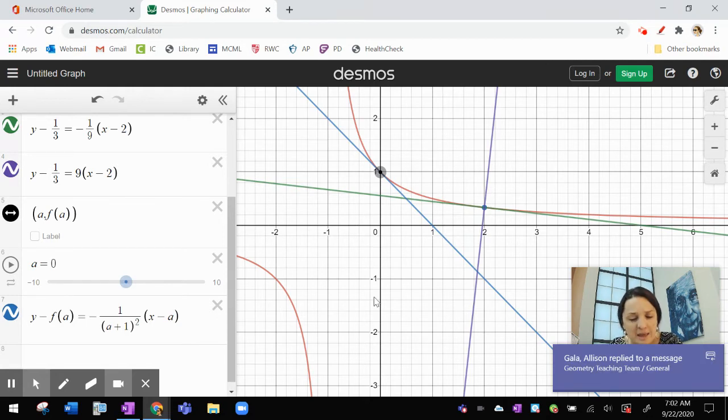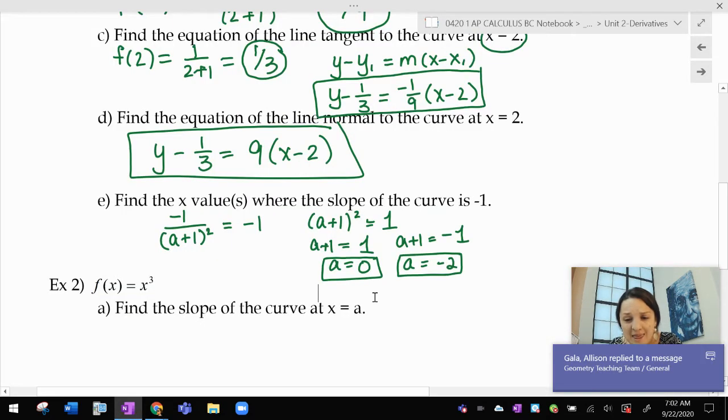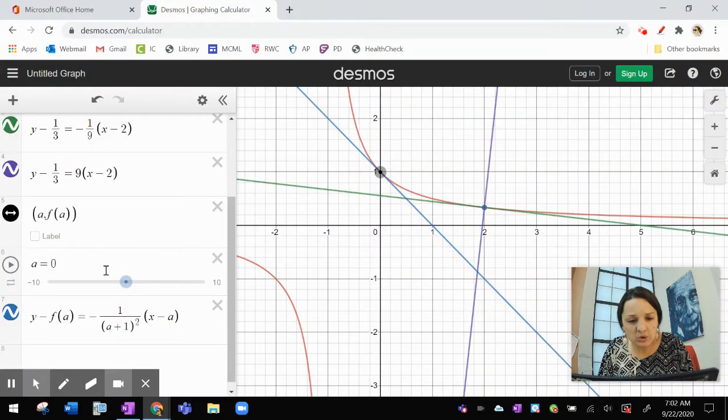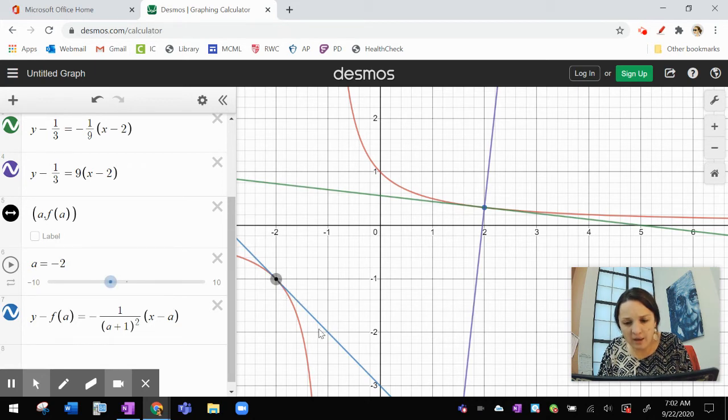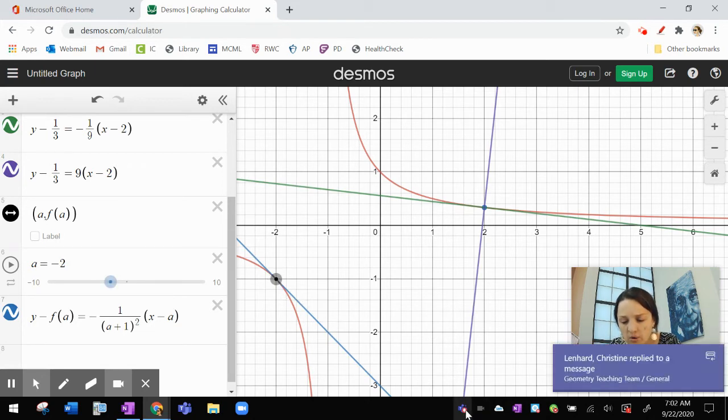Cool. And if that works, then a equals -2 maybe that would also work. So let me slide my slider down here to a equals -2. Hey, look at that. My slope looks like it's -1 there also.